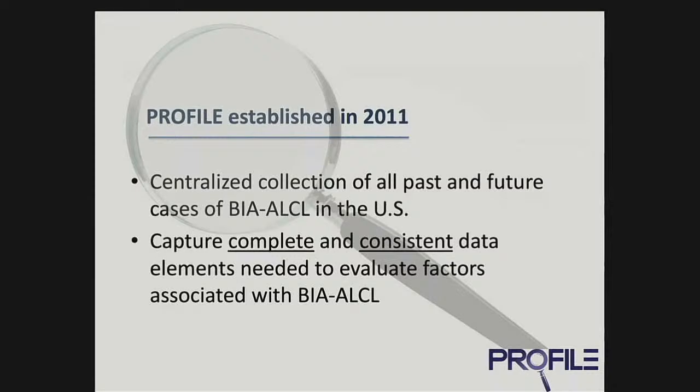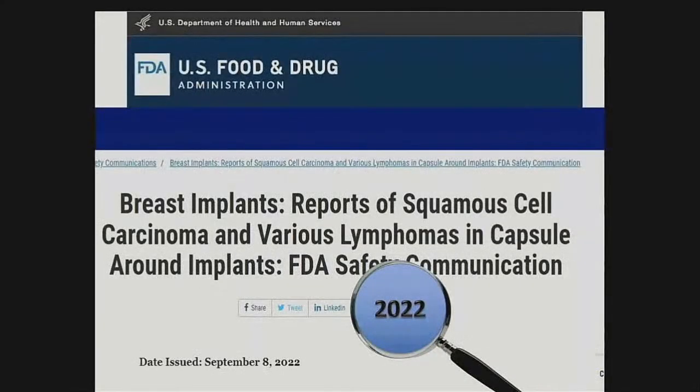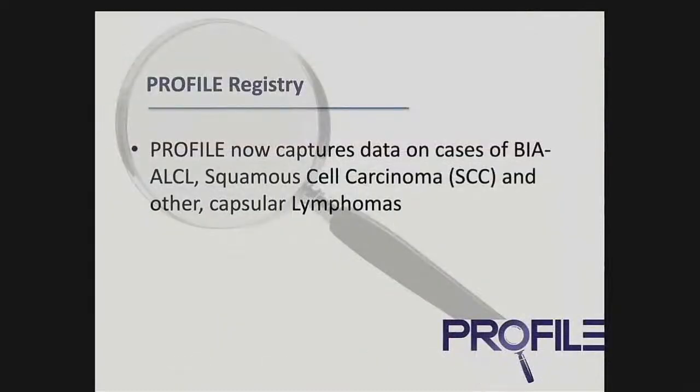And really, we wanted to collect complete and consistent data elements needed to evaluate factors associated with this very new entity. And then, of course, just over a decade later, the FDA released its first safety communication regarding reports of squamous cell carcinoma and other various capsular lymphomas. And following this safety communication, Profile opened up its inclusion criteria, and now the Profile Registry captures data on cases of BIA-ALCL, implant-associated squamous cell carcinomas, and other capsular lymphomas.